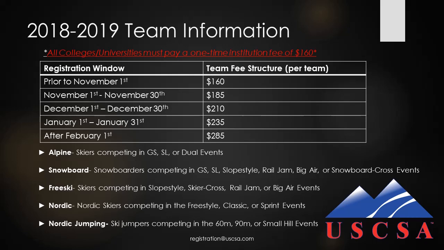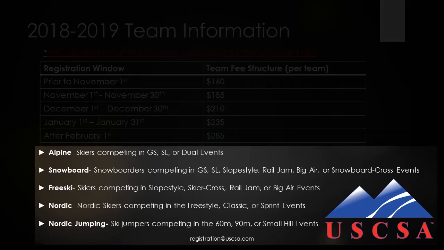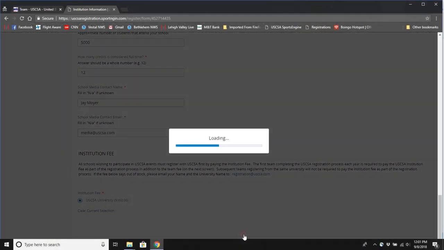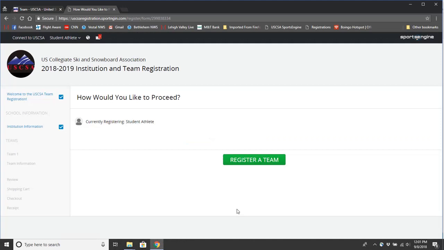So what exactly is a team? Here at the USCSA, we define a team by gender and discipline. For example, alpine male would be one team, while female snowboard would be another. Now that we registered our institution, we can go ahead and register each individual team.